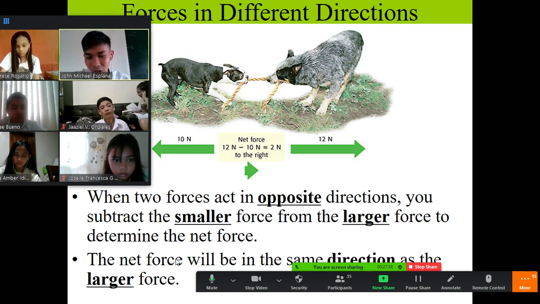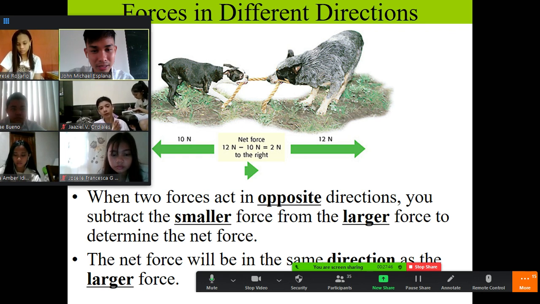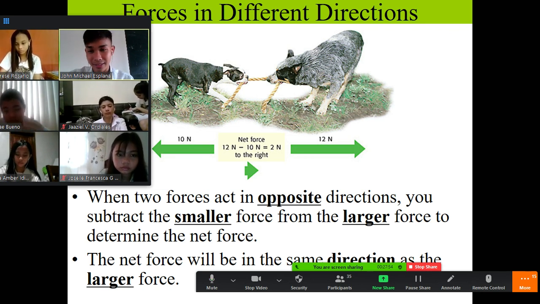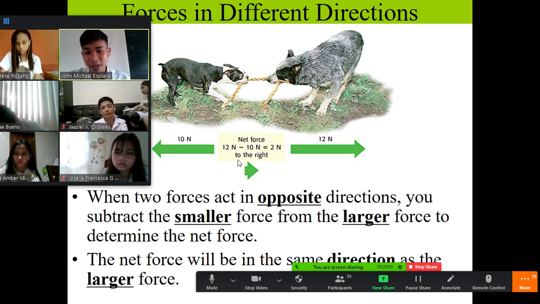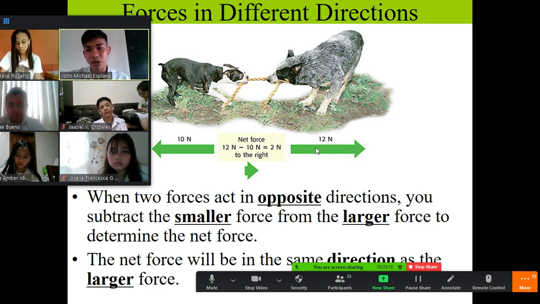Okay? So the net force will be in the same direction as the larger force. Kung sino yung mas malaking force, so in this case, the wolf, it's going right. So the net force will be going right. Okay, nakukuha nyo? So yung arrow dito, maikli na lang kasi parang tinabas lang siya dun sa mahaba. So, 12 Newton minus 10 Newton is equal to 2 Newtons. It goes right because the larger force is going right.